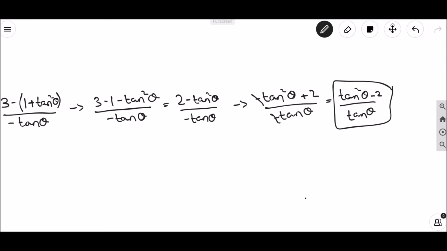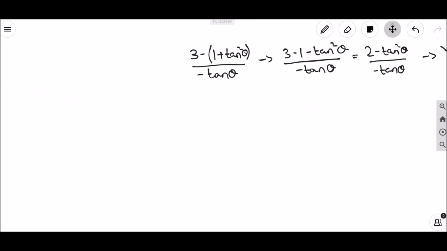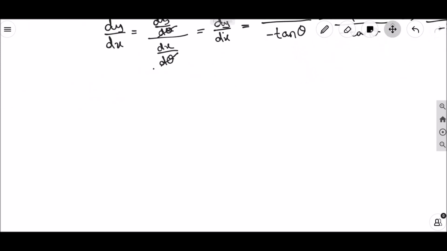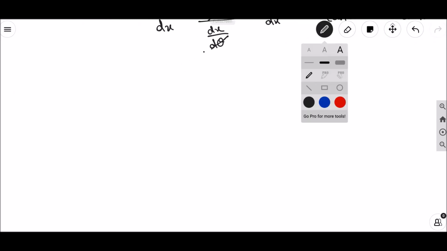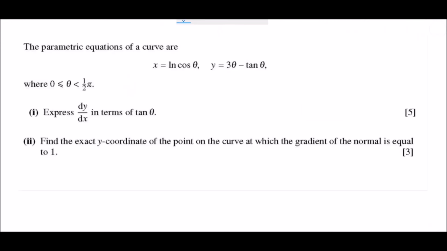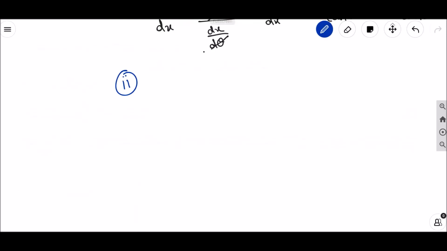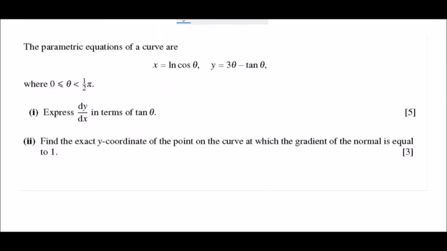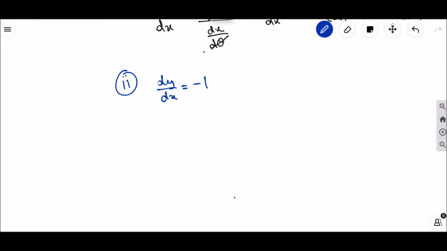Now the second part. I'm using a blue color. The second part says find the exact y coordinate of the point on the curve at which the gradient of the normal is equal to 1. So we need to find the y coordinate. For that we are going to equate dy over dx to minus 1, because they are talking about the gradient of the normal. So the gradient of the tangent is minus 1.